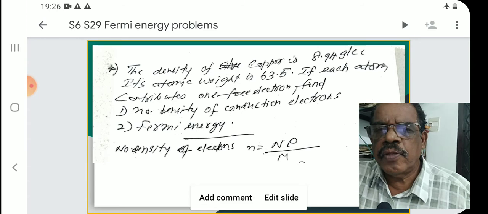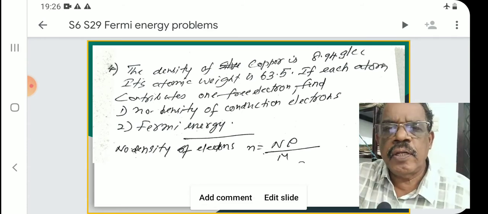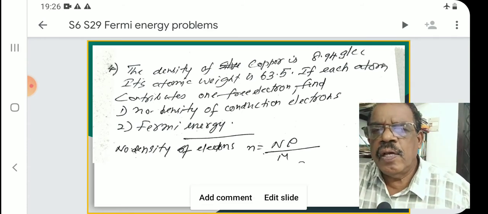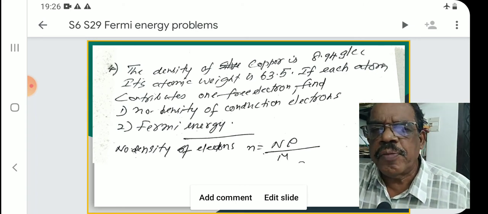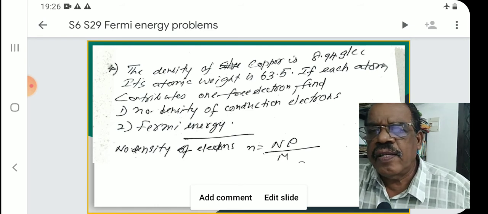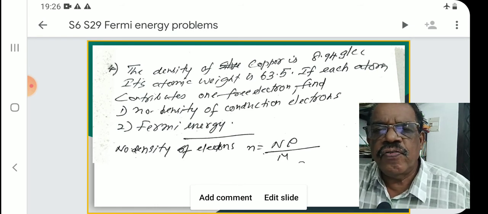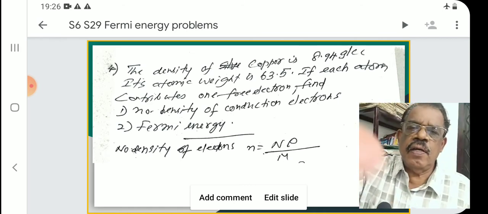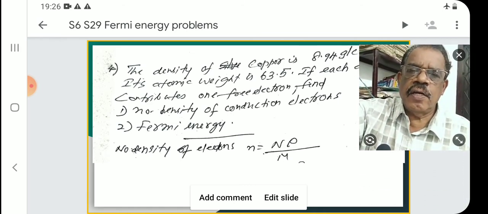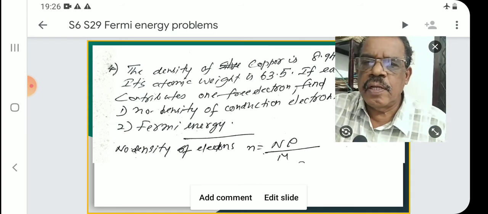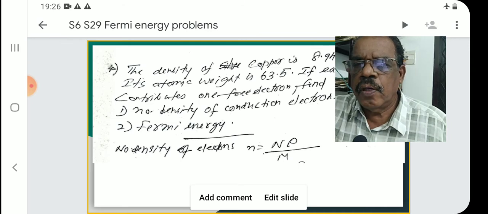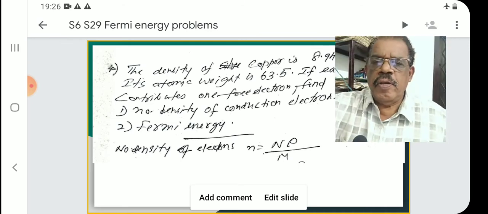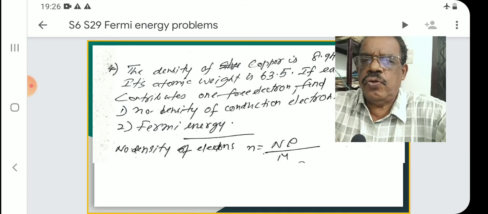You see the problem? The density of copper is 8.94 gram per cc. Its atomic weight is 63.5. If each atom contributes one free electron, find the number density of conduction electrons and Fermi energy. Same problem. In the place of silver, we write copper. Density will change and atomic weight will also change. Number density n is N rho by m.